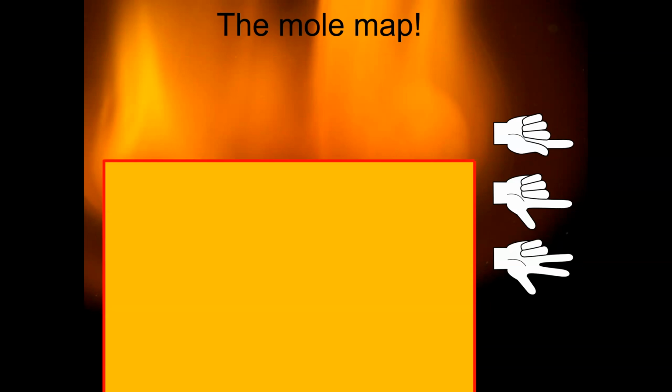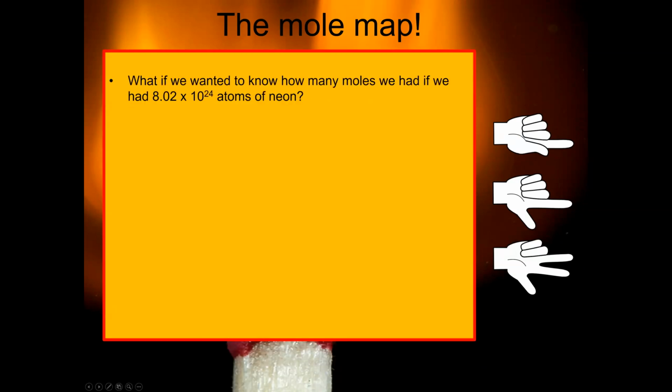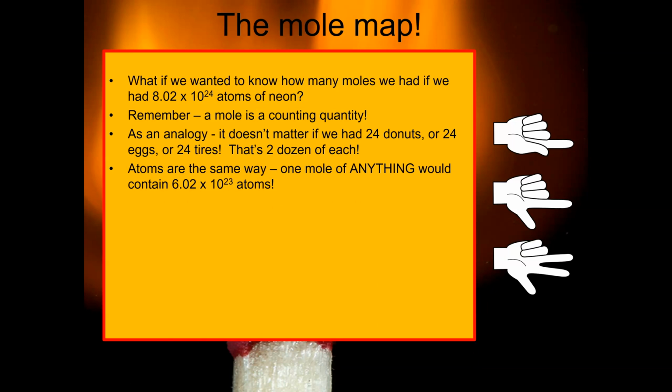What if we wanted to know how many moles we have if we had 8.02 times 10 to the 24th atoms of neon? So remember, mole is a counting quantity. Doesn't matter if we're looking at donuts, eggs, or tires. A mole is just a counting quantity. So 1 mole of anything in chemistry is going to have 6.022 times 10 to the 23rd atoms.